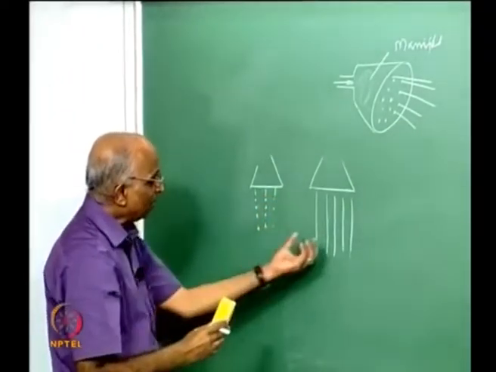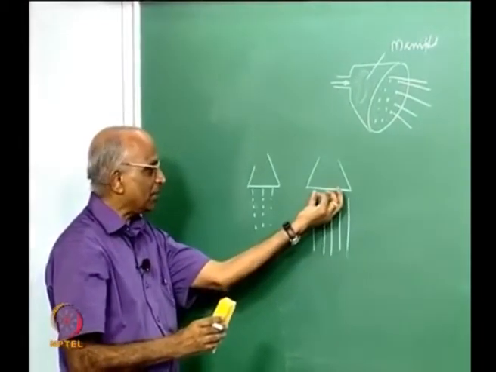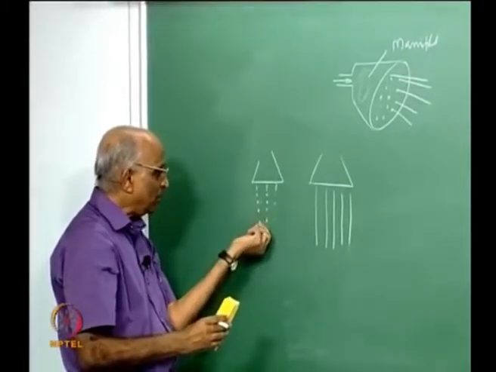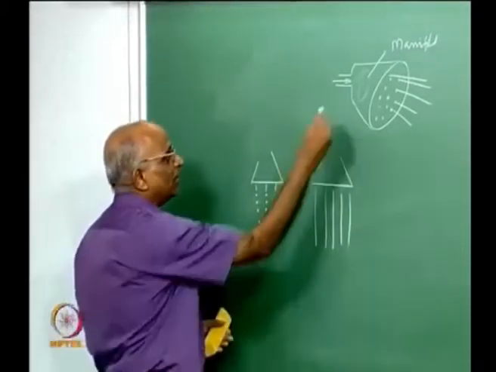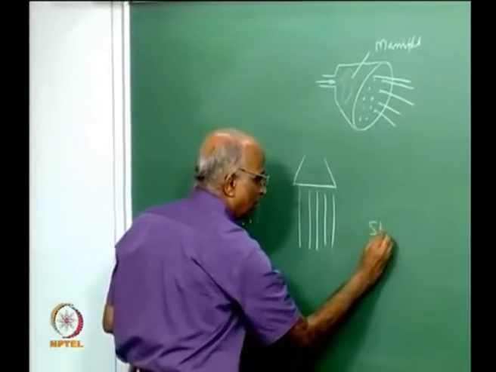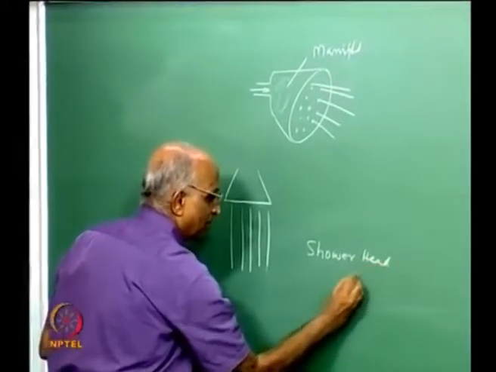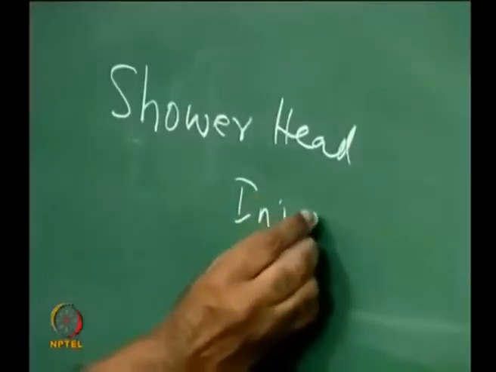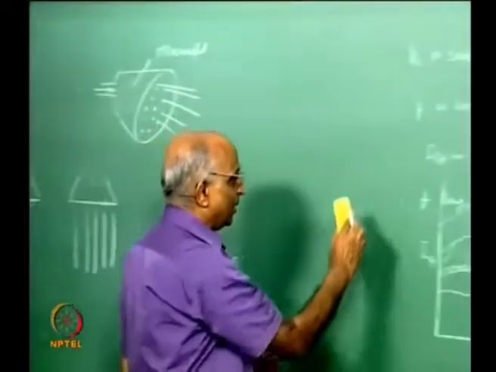We would like to have an injector which is something like a shower head, but which is able to produce droplets, and this is one type of injector, and this type of injector which uses this principle is known as a shower head injector. Let us again go through what we mean by a shower head injector.